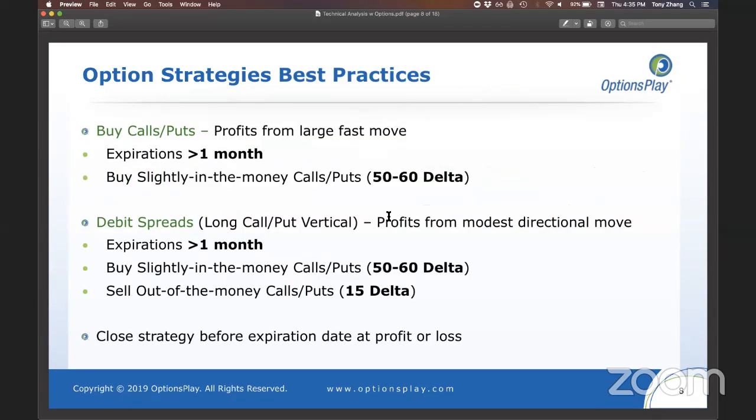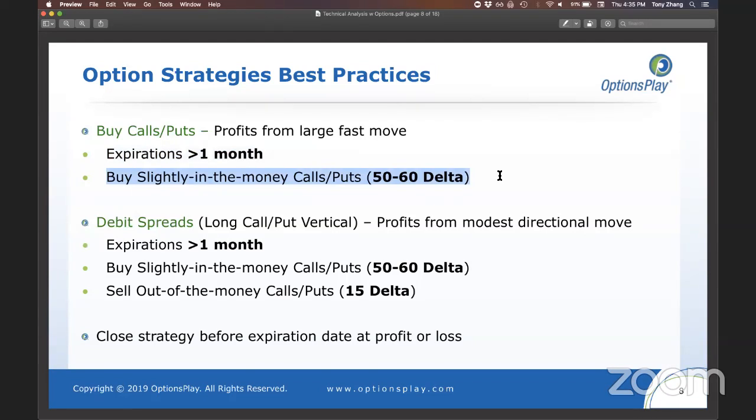And just very briefly, I want to talk a little bit about the best practices, and then we'll jump over to technical analysis. So when we're buying calls and puts, this is when we're expecting to profit from a large, quick, fast move in one direction or another. Best practices for this strategy is you generally want to buy expirations that are at least 1 month or further out, preferably more like 1.5 months or even 2 months out to reduce the time decay of the long call or put. And then you always want to start off by buying a slightly in the money call or put as a starting point.